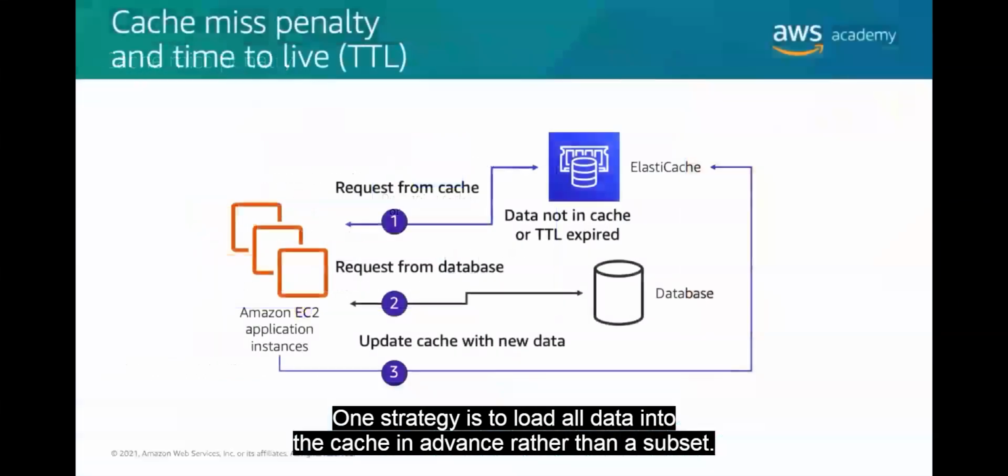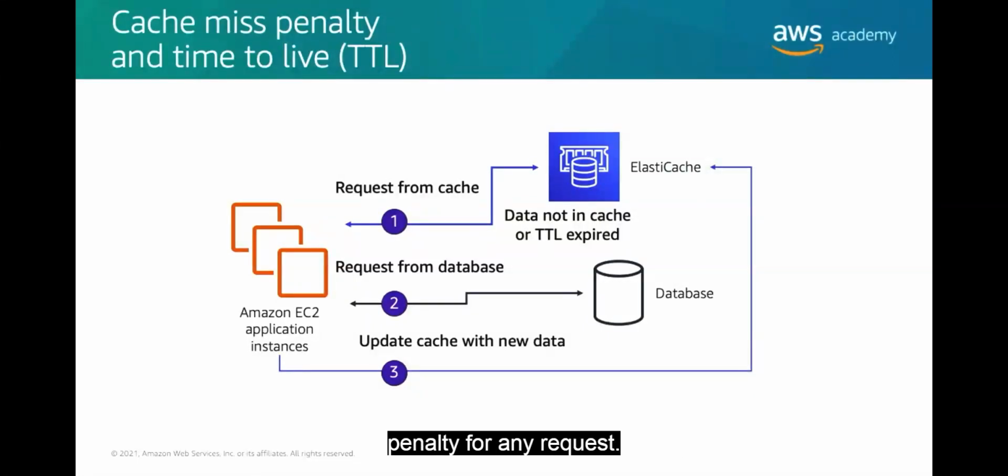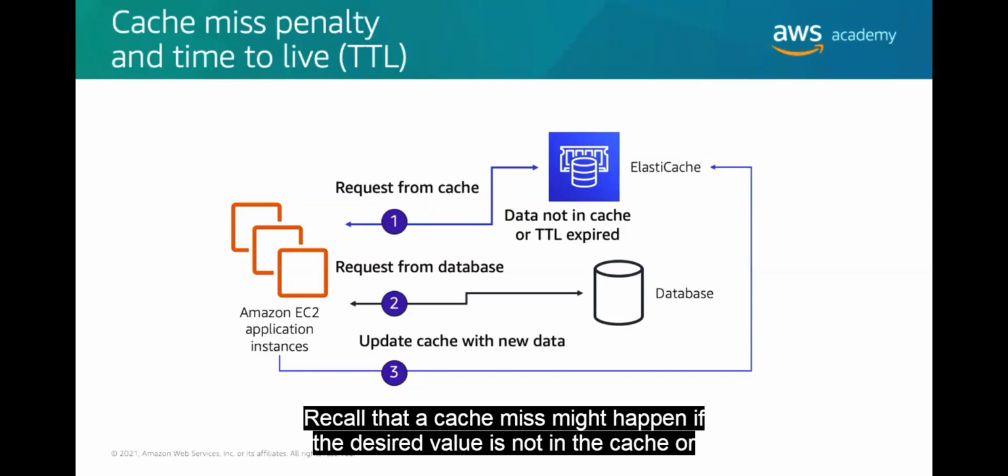One strategy is to load all data into the cache in advance rather than a subset. You might use this strategy if your application cannot tolerate the cache miss penalty for any request. Recall that a cache miss might happen if the desired value is not in the cache or the requested key has expired, meaning the time to live or TTL has expired.